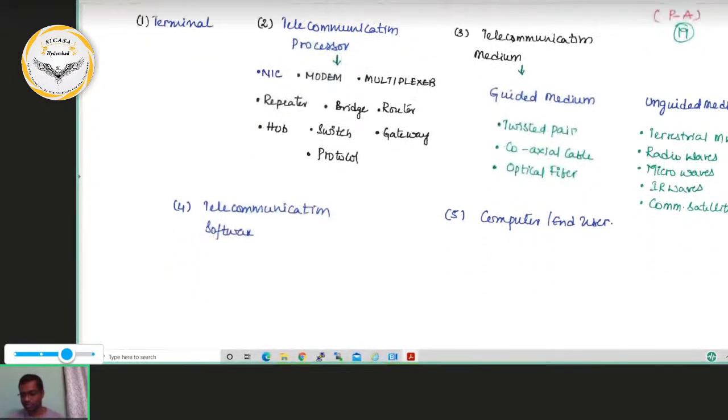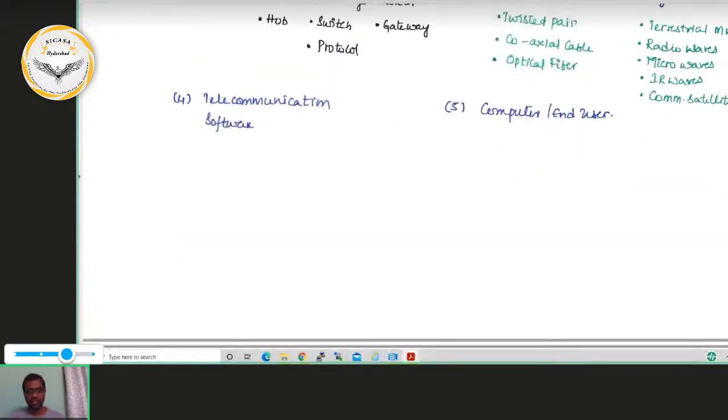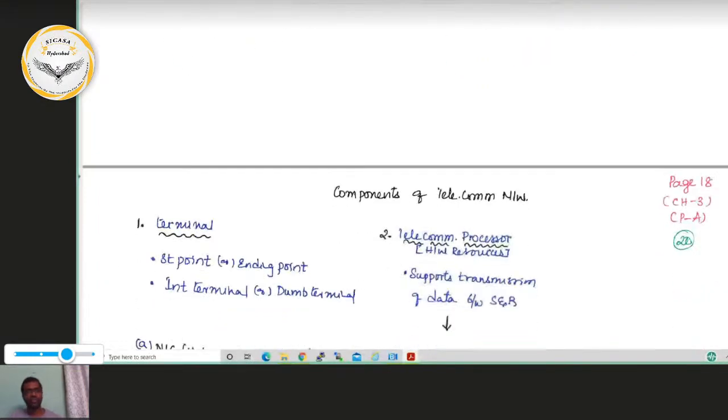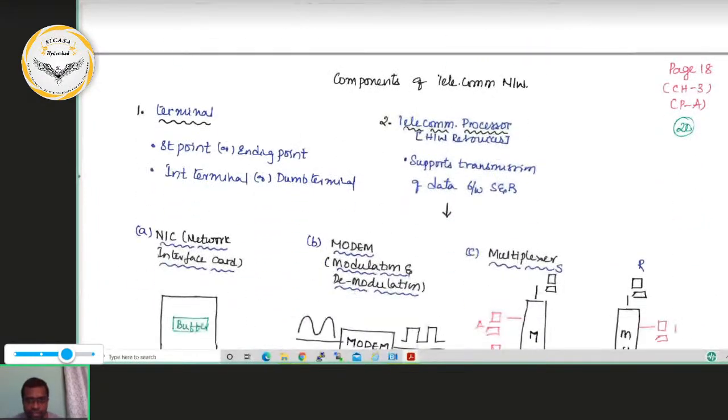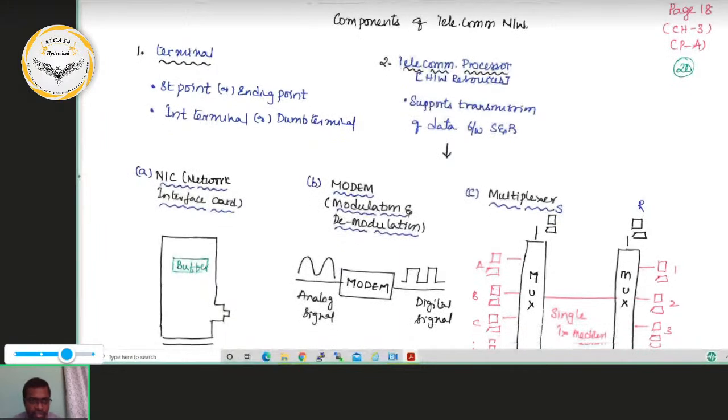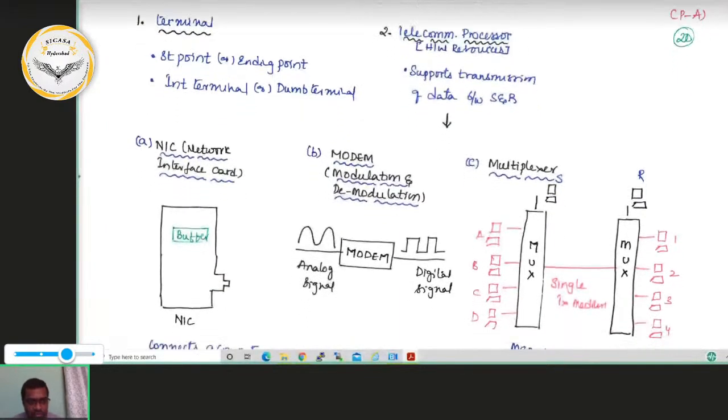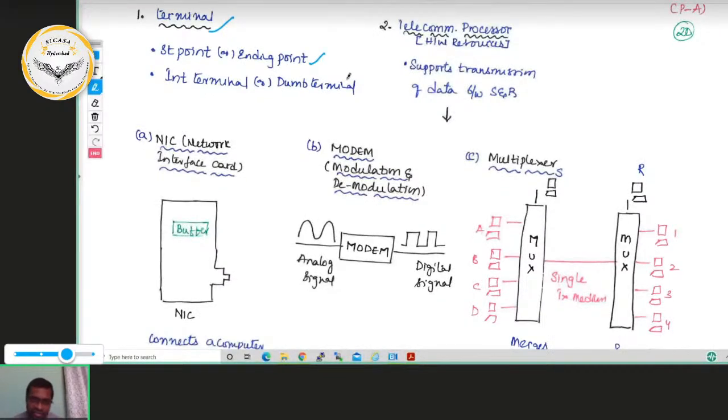Now let us go to the second component. So what do you mean by terminal? Terminal is nothing but a starting or ending point of a telecommunication network. These terminals are also divided into 2 types, intelligent terminal or a dumb terminal. What do you mean by intelligent terminal? A device which consists of a processor is called an intelligent terminal. What do you mean by dumb terminal? A device which does not have a processor is called a dumb terminal. So this is about terminal.